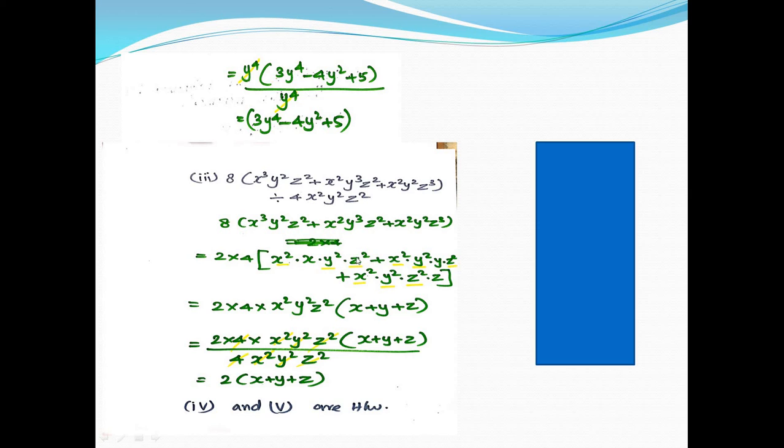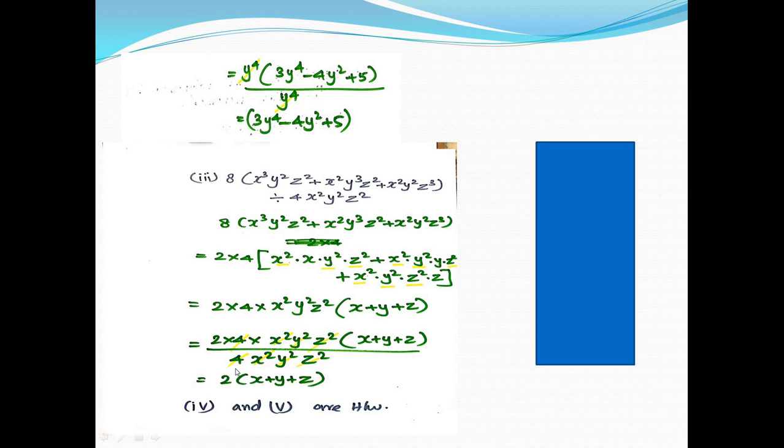Now we got the common factors x square y square z square, plus in the second term x square y square z square multiplied by y, since y cube can be written as y square multiplied by y. Plus the last term, x square multiplied by y square multiplied by z square multiplied by z, because this is z cube. So we got the common factors x square y square z square for all the three terms. So we can rewrite it as 2 multiplied by 4 multiplied by x square y square z square, and inside the bracket write the non-common factors x plus y plus z, divided by 4x square y square z square.